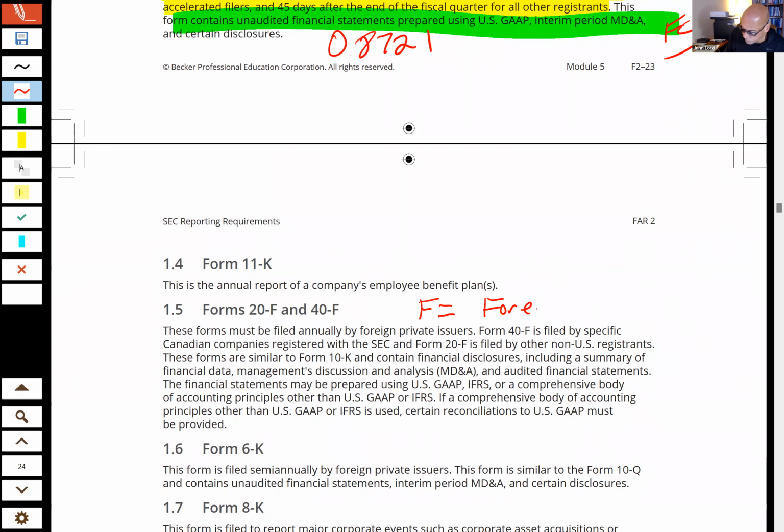Okay, now when we come to these F forms, F equals foreign. If it's 40 F, that's the Canadians. If it's 20 F, that's everybody else. Okay, so go ahead and flashcard that F is for foreign and 40 F is for the Canadians, 20 F for everyone else. Those are their annual statements, so they are what? Audited, annual equals audited, okay?